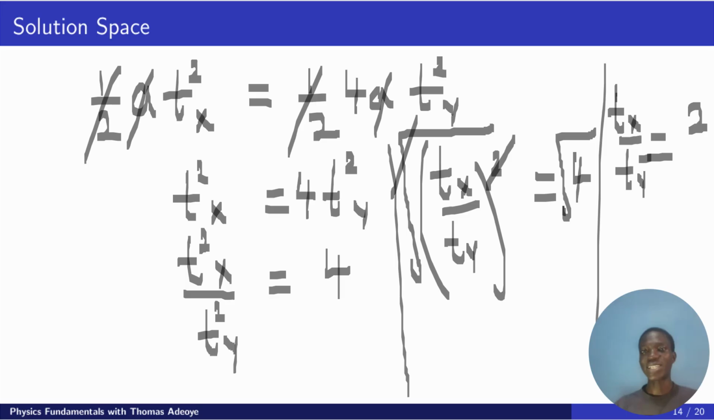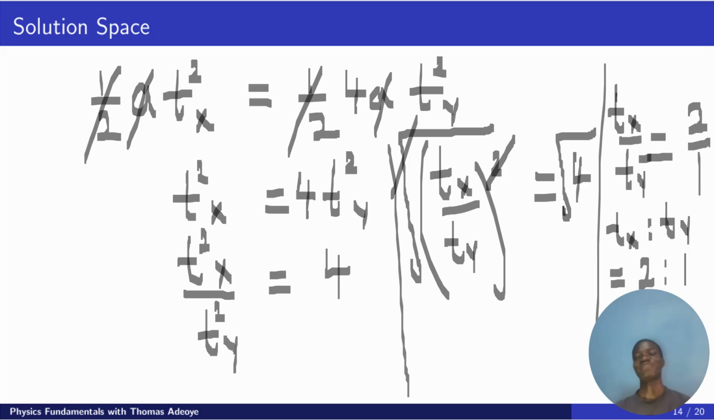So it means 2 is the same thing as 2 over 1. So tx divided by ty, which is the same thing as saying tx ratio ty, is equal to 2 ratio 1. And voila, we are done. If that's not clear, you can go back in the video and watch it again for better understanding.